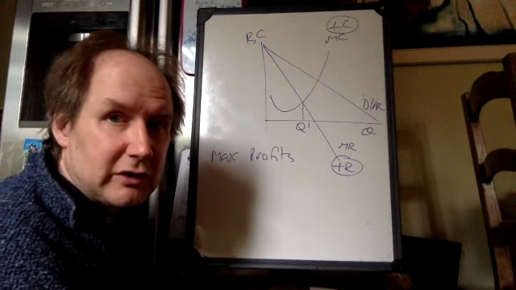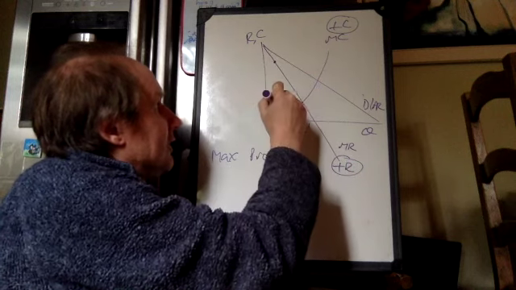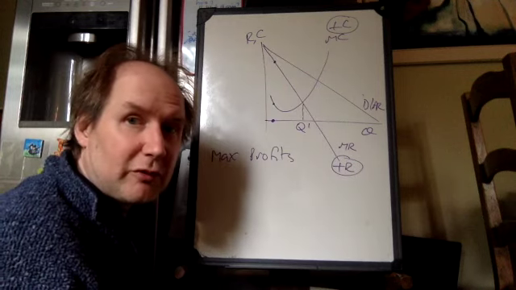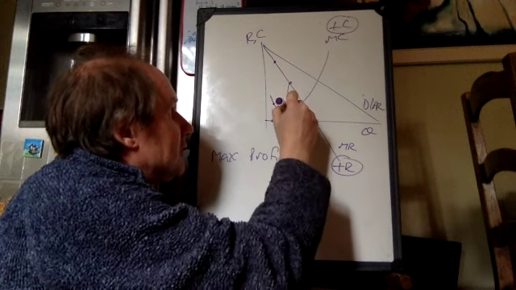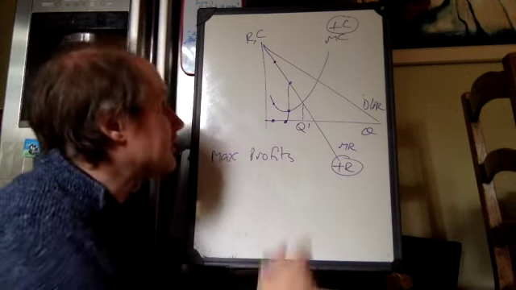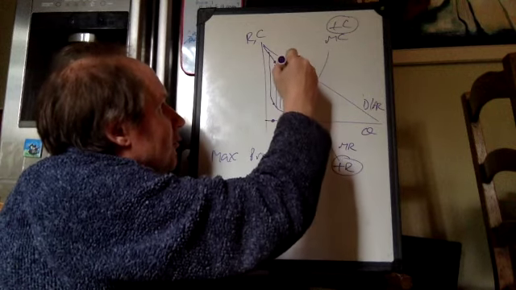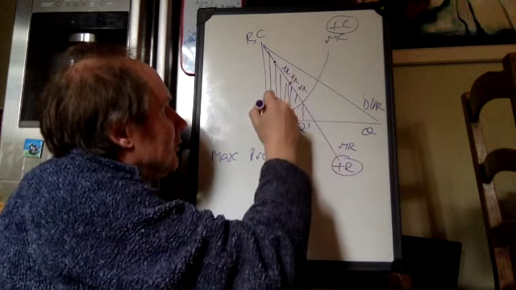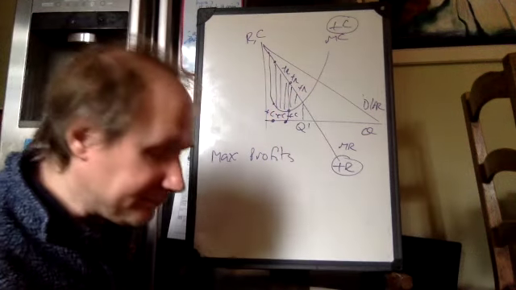So what you want to do is make all the units that add more to revenue than they do to cost. So if you stay at Q1, you'll have made that unit, which added that much to revenue and that much to cost. So your profits would have gone up. You want to make that unit, which adds that much to revenue and that much to cost. So your profit would have gone up. So all the units up to Q1 add more to revenue than they do to cost. So therefore Q1 is the profit maximising output.